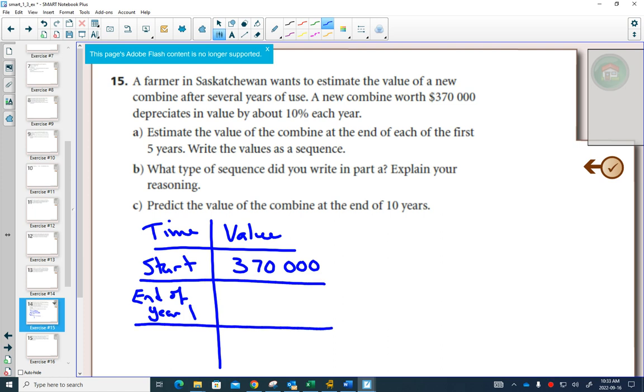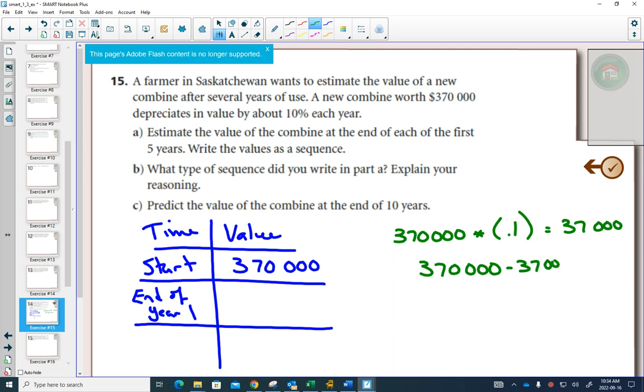At the end of year one, we would have to take 10% off. Now I want to show you a calculation, because most people when they take 10% off would do what we discussed when I talked about the $35 item being 10% off. Most people take the $370,000, multiply by 10%, which is 0.1, to get $37,000, and then they find the new value by taking the $370,000, subtracting the $37,000, and getting $333,000.